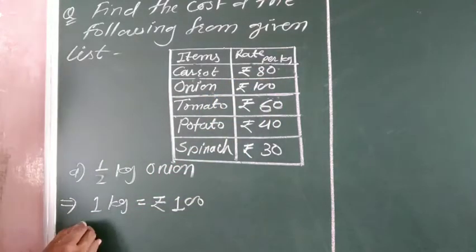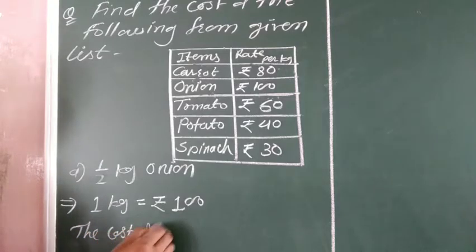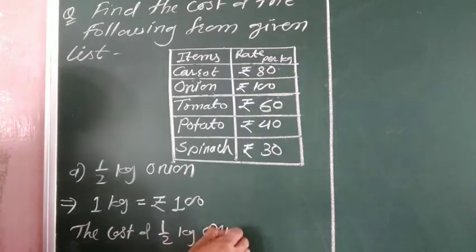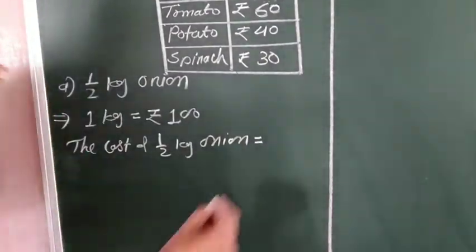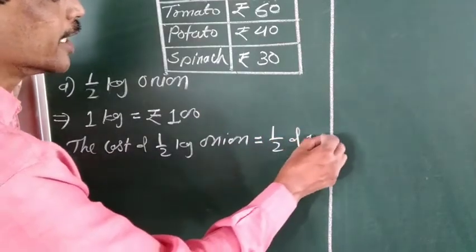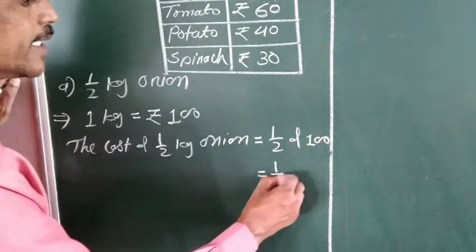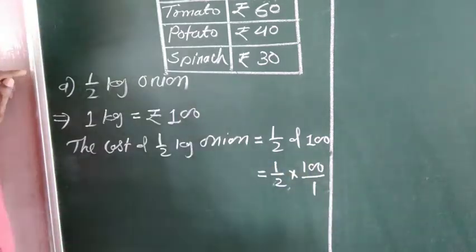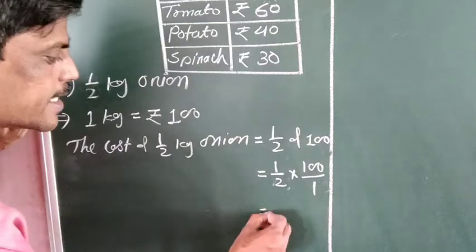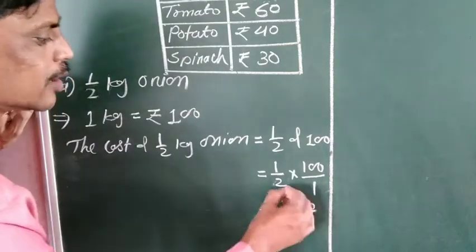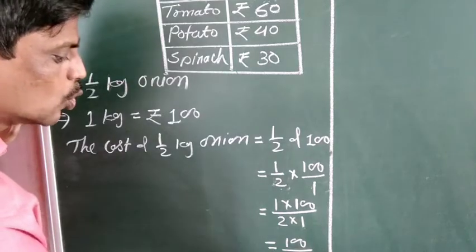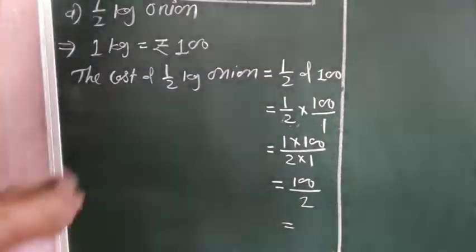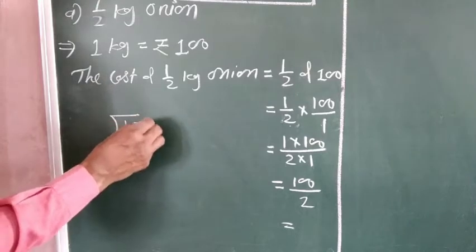Then the cost of half kg onion is equal to half of 100. Half of 100 is half into 100 by 1. Then it is 1 into 100 and 2 into 1, so 100 ones are 100 and 2 ones are 2. Now we have to divide this 100 by 2.